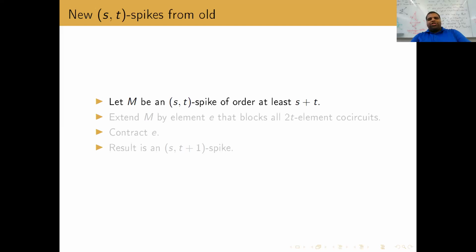Okay, so one question that I haven't exactly addressed here is, do these ST spikes actually exist? The answer is yes. And we can construct them by starting with traditional 2-2 spikes and doing operations on them to increase the S and the T to get to the S and the T values that we want.